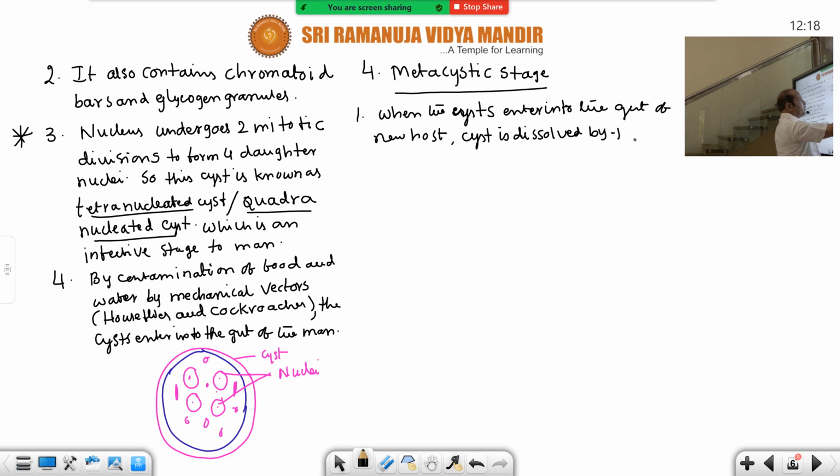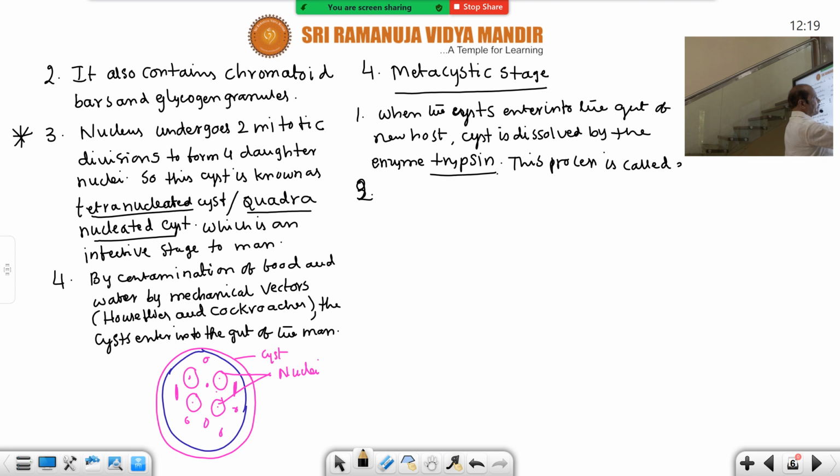the enzyme trypsin. It is a pancreatic enzyme, you know. In the small intestine only it is dissolved. The cyst is dissolved, so now the Entamoeba is free. This process, meaning removal of the cyst or digestion of the cyst by the trypsin enzyme, is called excystation.